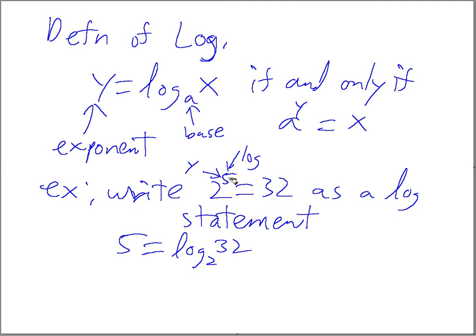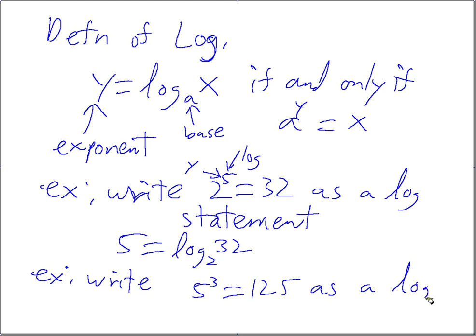5 is the power for us to take 2 to get the number 32, right? Let's try another one. Let's write 5 cubed equal to 125 as a log equation. Again, what's the exponent? 3, right? So this exponent is my logarithm. So in other words, 3 is equal to what?